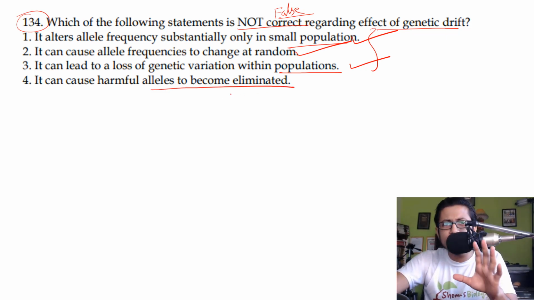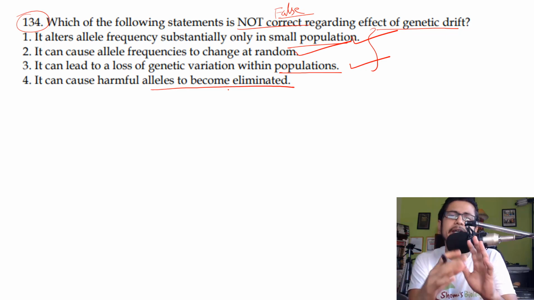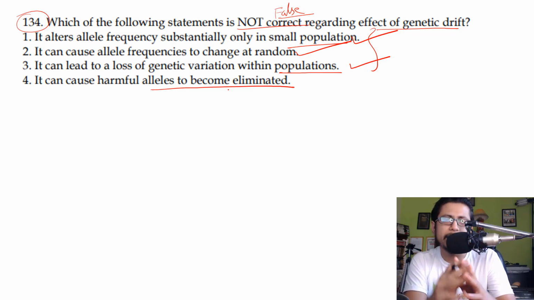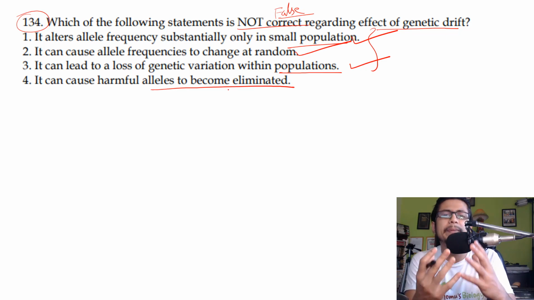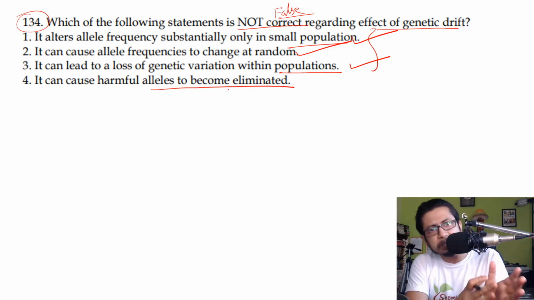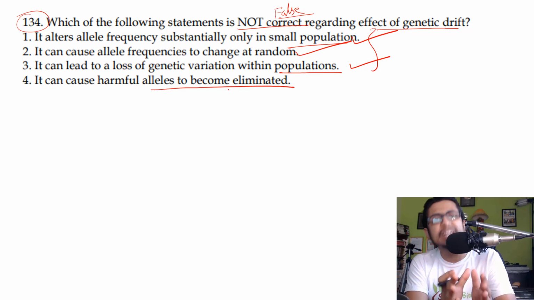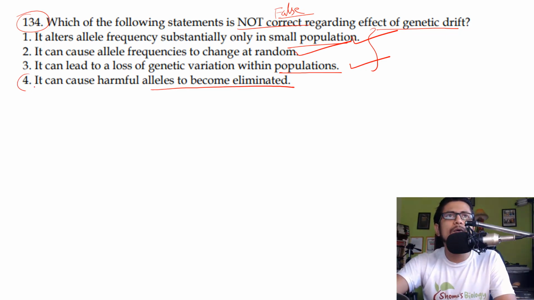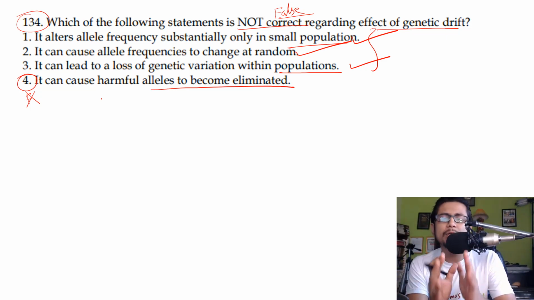If you read it a couple of times, you can think that genetic drift is a random process. Random chance, right? Sampling error generates the variation. So that may cause an allele to be eliminated. It may also cause an allele to be fixed, right? Both can happen. So we cannot say that this fourth statement is entirely false. It is a possibility. But genetic drift does not have a fixed outcome of causing harmful alleles to become eliminated. There is no fixed outcome.